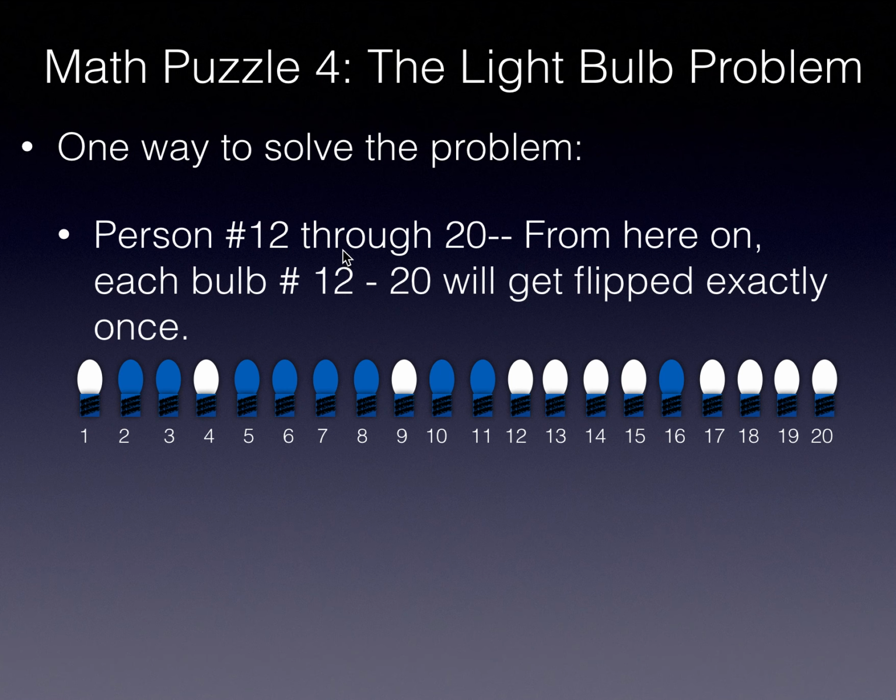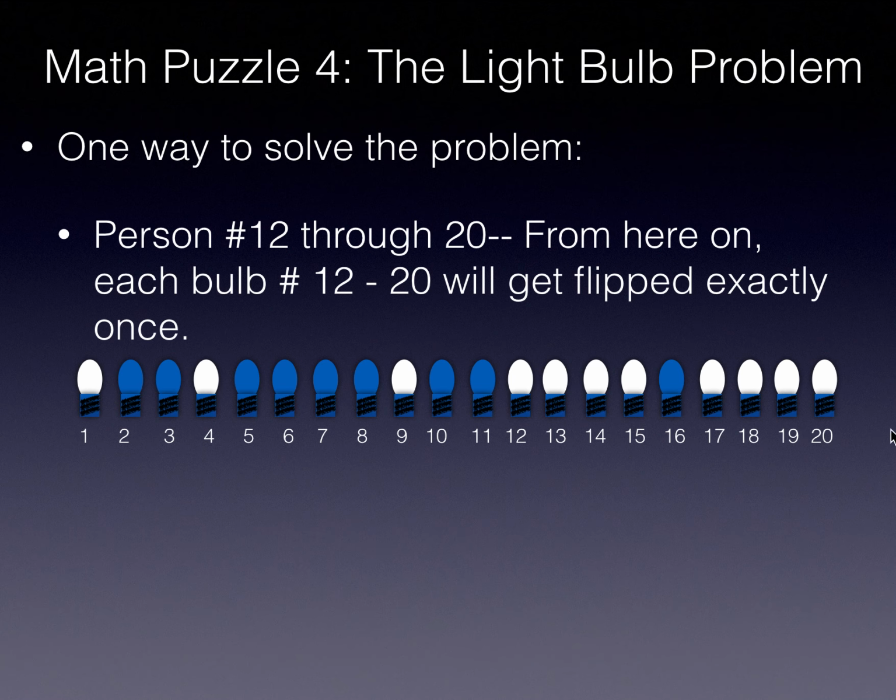Now for 12 through 20, the same thing happens. Each time the person enters the room, for example, person number 12 would flip bulb number 12 and then 24, but the problem only goes up to 20. So number 12 is going to flip number 12, person 13 will flip number 13, person 14 will flip number 14, person number 15 will flip 15, and so on and so forth. So from here on out, bulbs 12 through 20 are all going to get flipped exactly one time.